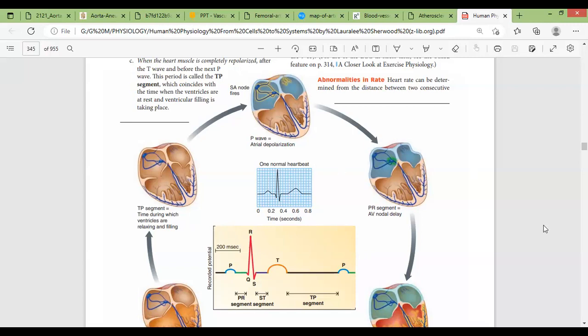Then the P wave, atrial. Then this whole process takes place in about 800 milliseconds.